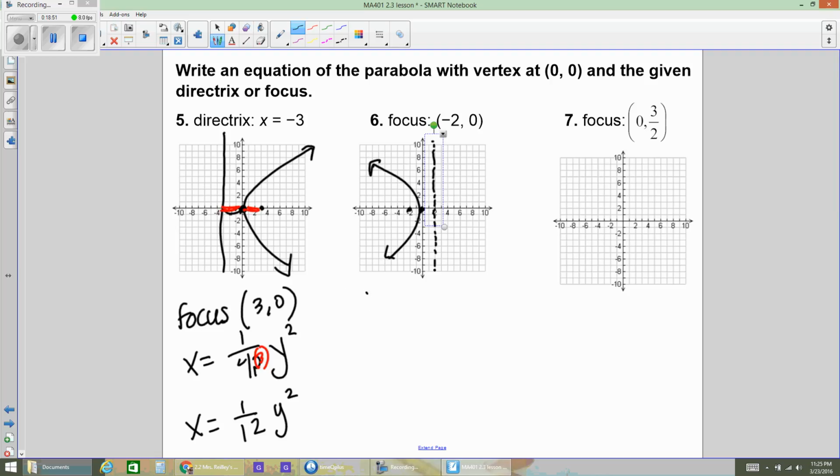This is going to be an x equals 1/4 p y squared. I know p is negative. I know it's negative because it's left. And if I count here, how many units are between my vertex and my focus? You should have 2. So our final answer would be x equals 1 over negative 8 y squared, or you could say negative 1/8 y squared.